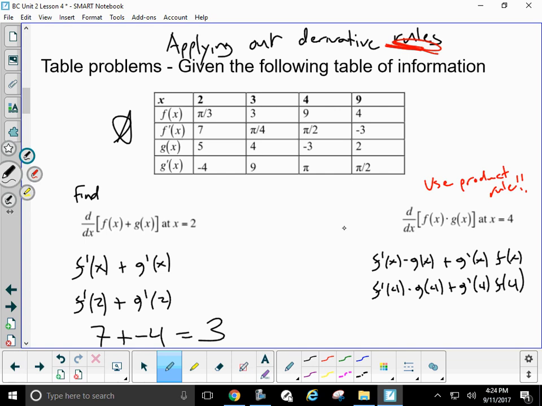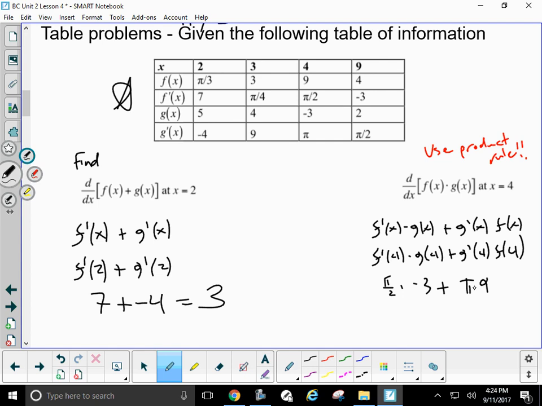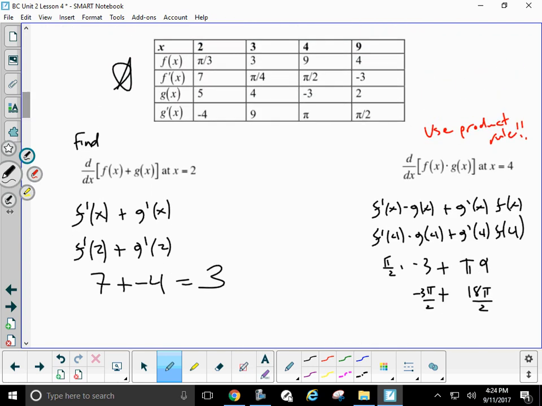F prime of 4 is pi over 2. G of 4 is -3. G prime of 4 is pi. And f of 4 is 9. Let's go ahead and add these together. This is 9 pi. That's 18 pi over 2. This is -3 pi over 2. You can add those together and get 15 pi over 2. Okay, so we must be careful with these table problems.